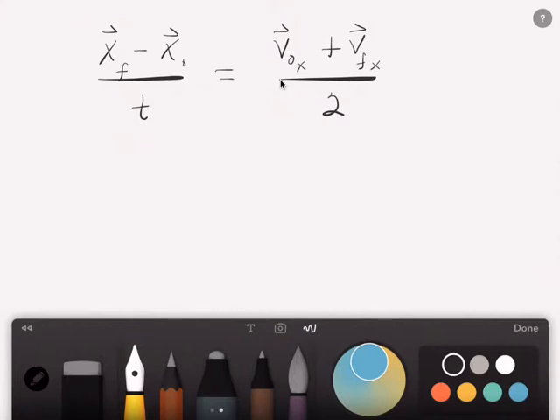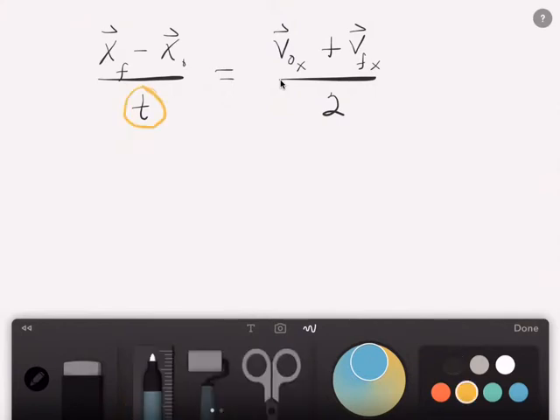So if you know the time, let's say you know the time here. So you know the time. Let's say you know the initial velocity and the final velocity. You can calculate the displacement here. That's if you know those things.